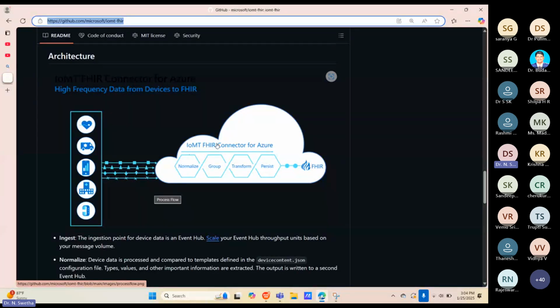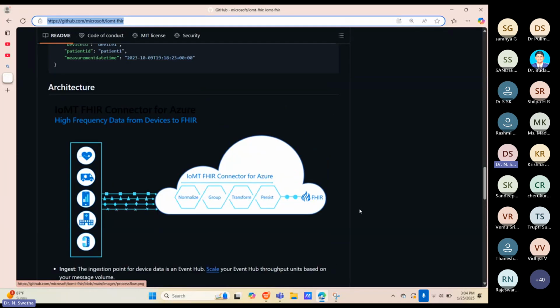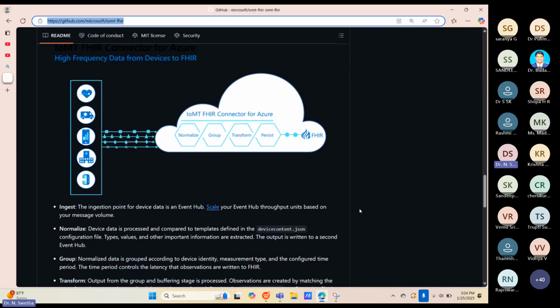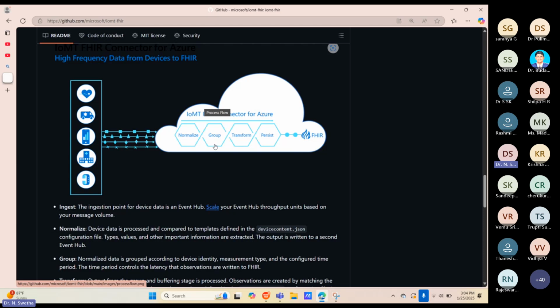Then you're going to group it. I told you, right? All cannot be grouped into the same category. You may have multiple categories, so you have to group that particular data. Based on the measurement type and the configured time period, you may have different types of groups. Then transform. Transforming means you have to create the observations actually.